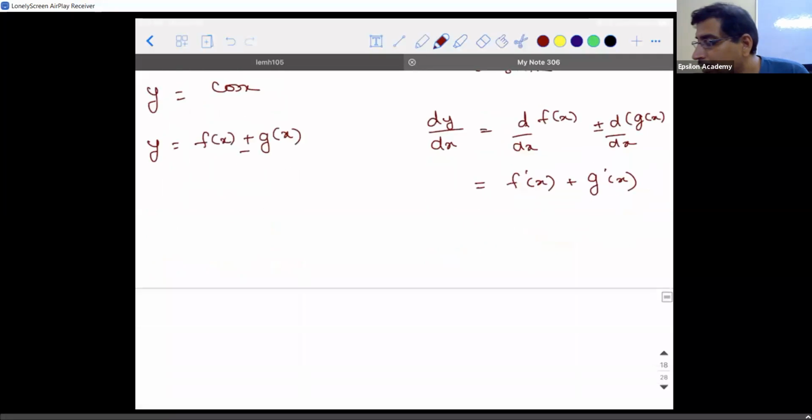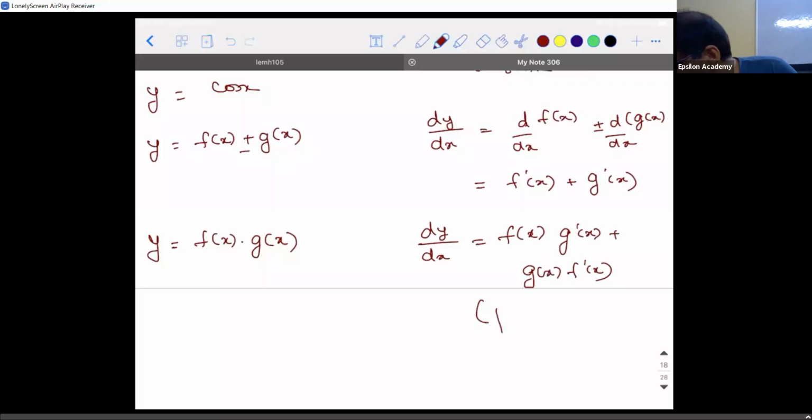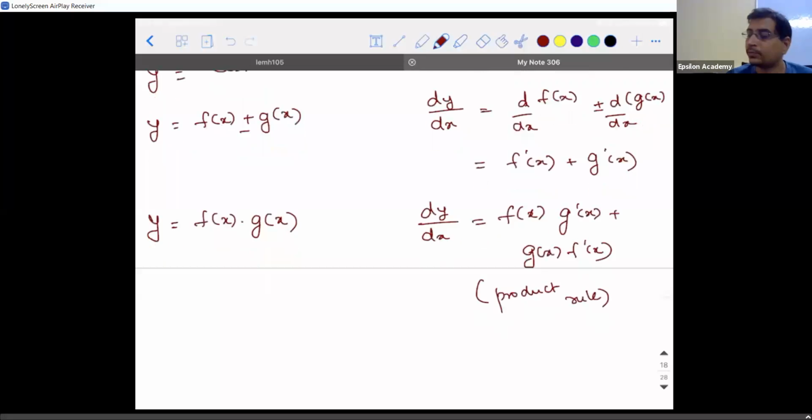Now, y is equal to f of x into g of x. Guys, tell me, what is dy by dx? It is f dash of x into g of x plus f of x into g dash of x. What is this called? It's called the product rule.